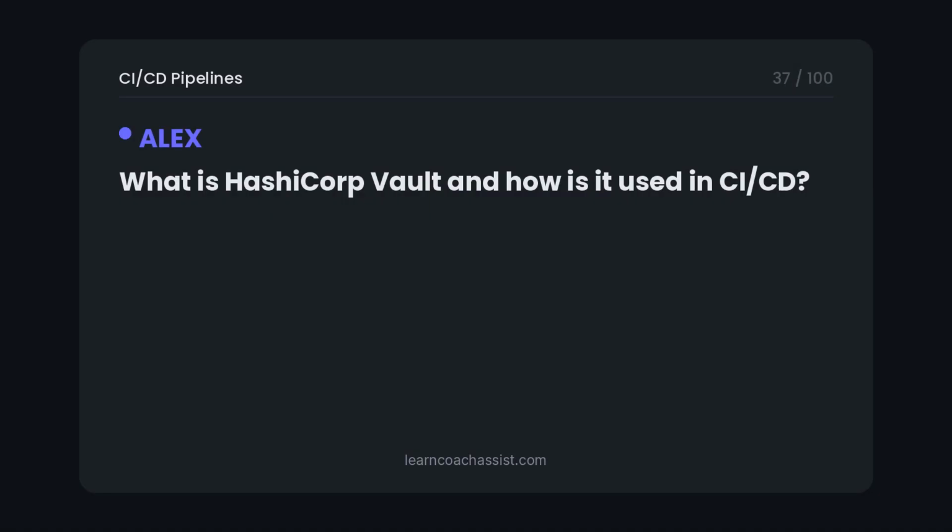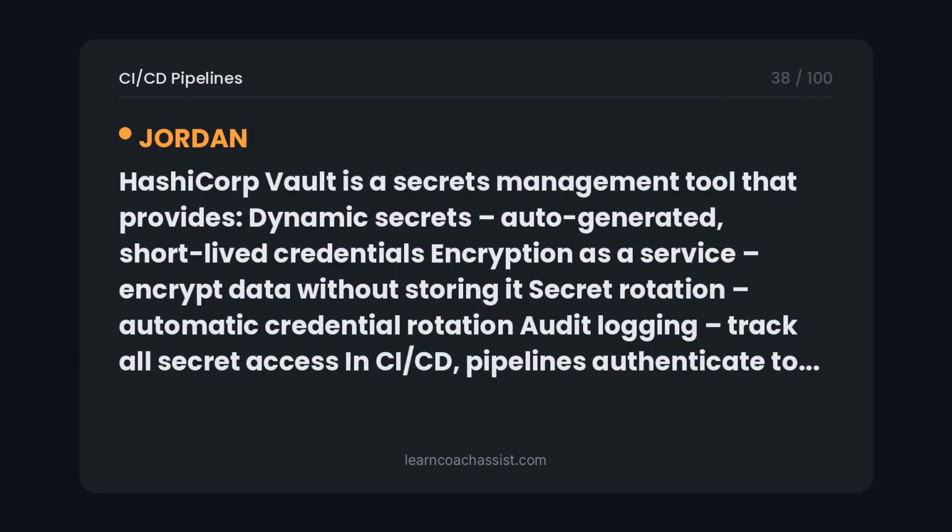What is HashiCorp Vault and how is it used in CI/CD? HashiCorp Vault is a secrets management tool that provides dynamic secrets, auto-generated, short-lived credentials; encryption as a service, encrypt data without storing it; secret rotation, automatic credential rotation; and audit logging, track all secret access. In CI/CD, pipelines authenticate to Vault via token, AppRole, or OIDC, and fetch secrets at runtime rather than storing them in the CI system.